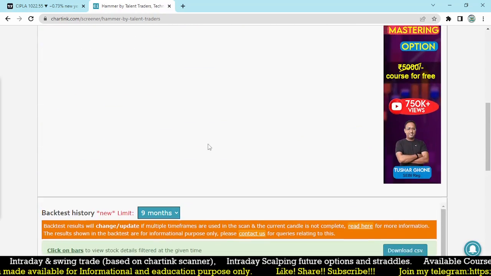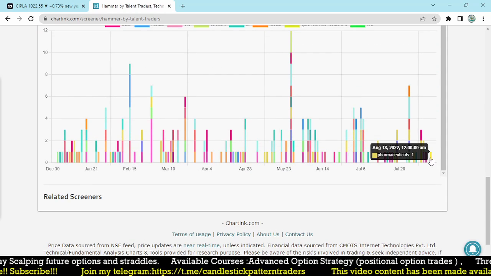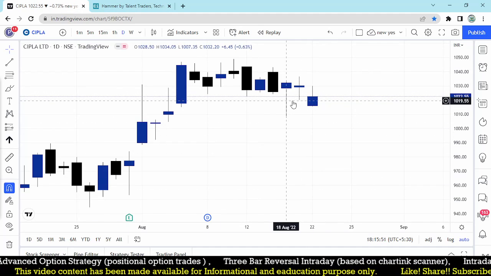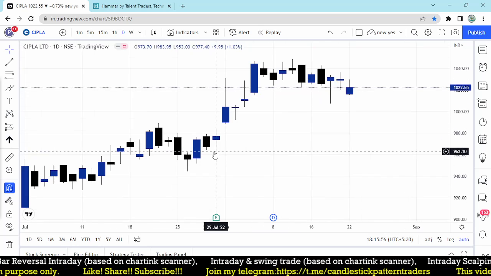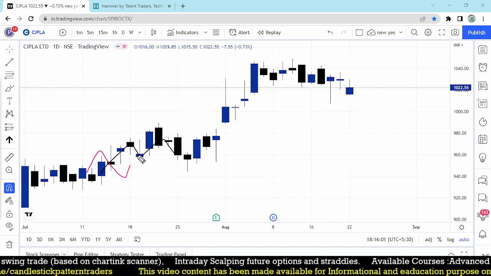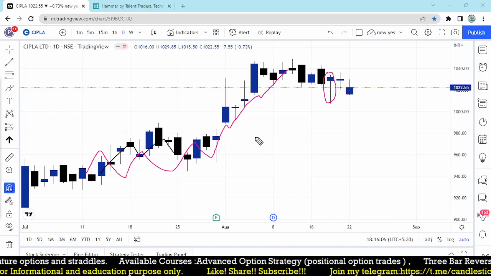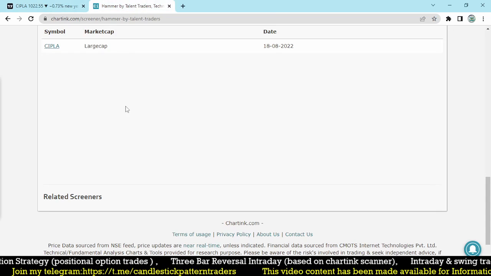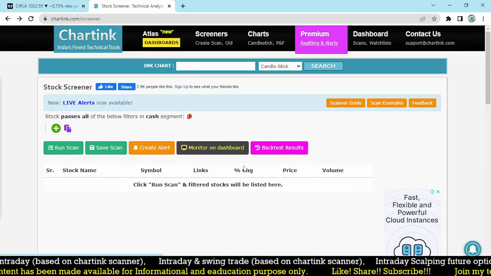Today I'm not getting any stocks, correct? But previously you can see that on the 18th August we got CIPLA, and the next day it gave an entry and it did not perform well. Why did it not perform well? This hammer we are finding for a bottom, but the stock was already in an uptrend. If you find a hammer in an uptrend, it's not important. The hammer must happen at the lowest level, so here this hammer is not working.